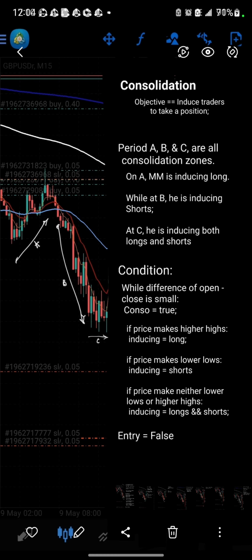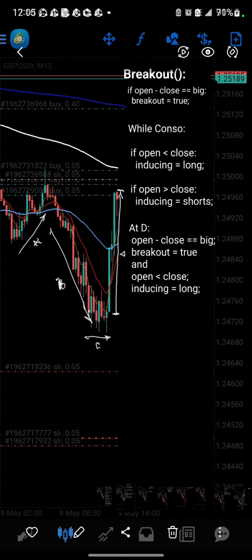To the right side you can see the explanations about what is considered the consolidation zone. In this instance we are looking at the objective of the market, which is basically to get traders to take a position, inducing or accumulating orders. We now move on to the next section, where we look for the big candles that are going to really cause a movement in the market.